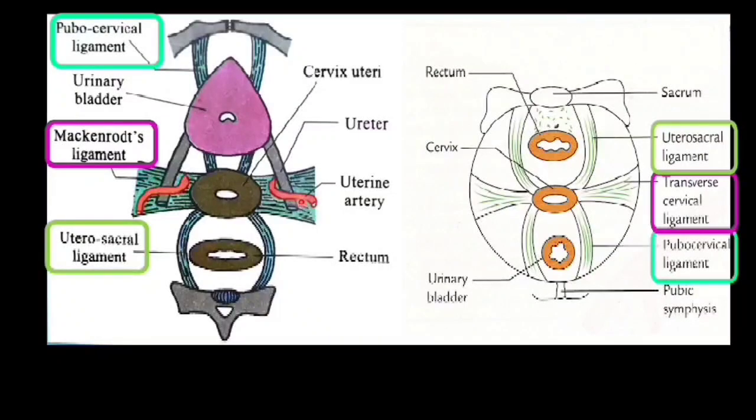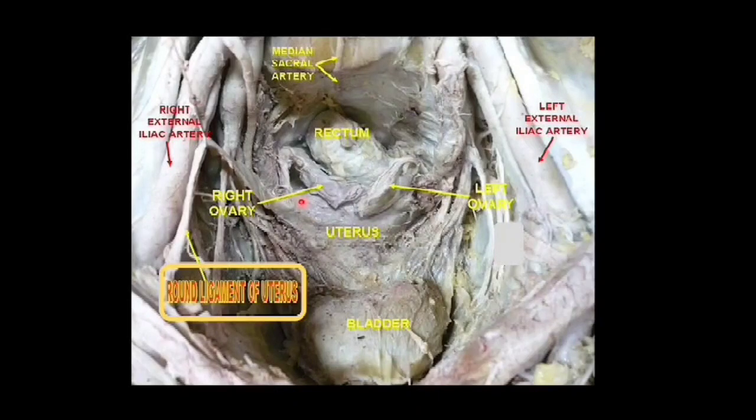And because of this function, the tightening of Mackenrodt's ligament is done in surgical repair of the prolapse of uterus. Round ligament of uterus is also known as ligamentum teres uteri, and you already know that this is a true ligament and it is about 10 to 12 centimeter long.